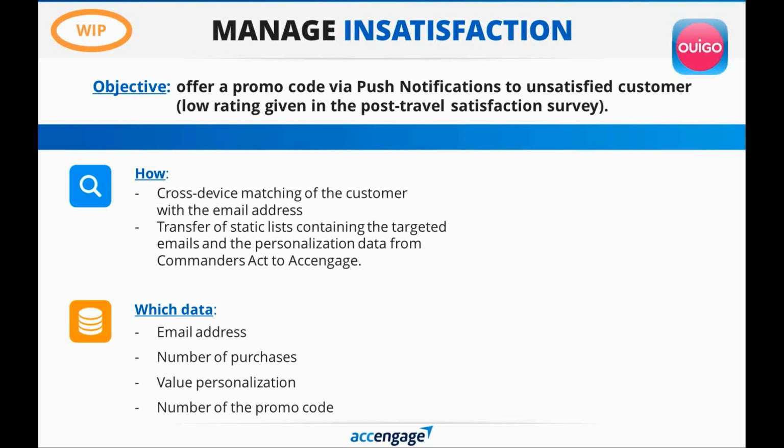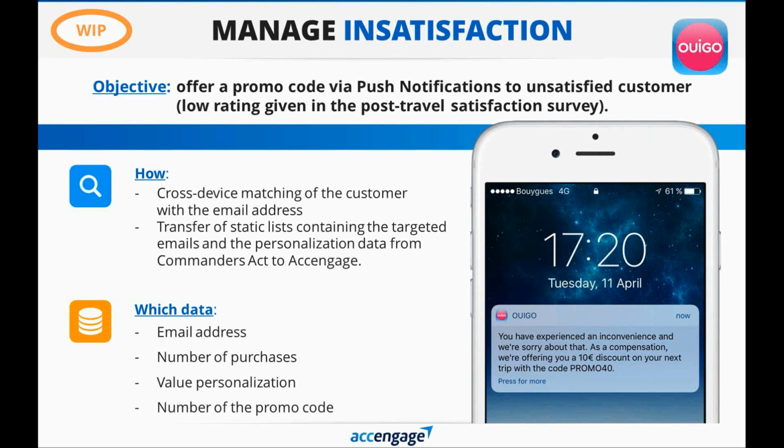So here at Accengage, we receive the email address of these users, the number of purchases, the value of the promo code, and of course the actual promo code. And therefore, we're able to send mobile push notifications to those specific users, saying, "Oh, you've experienced an inconvenience, and we're sorry about that. As a compensation, we're offering you a €10 discount on your next trip with the promo code." And then we give the promo code. So as you can see, very targeted messages based on multi-channel behavior and also satisfaction information, and personalized content for each of the users.